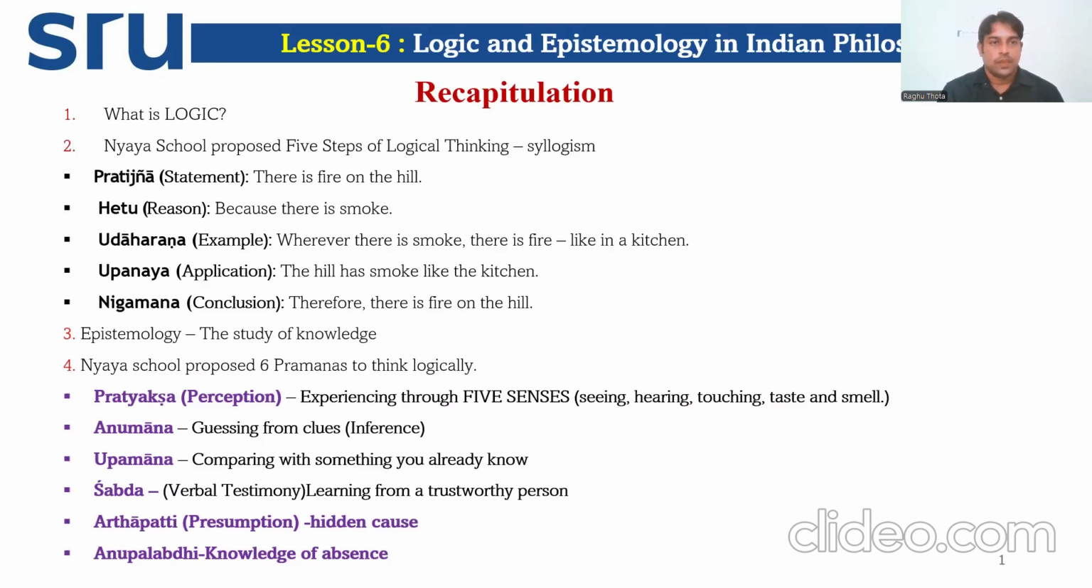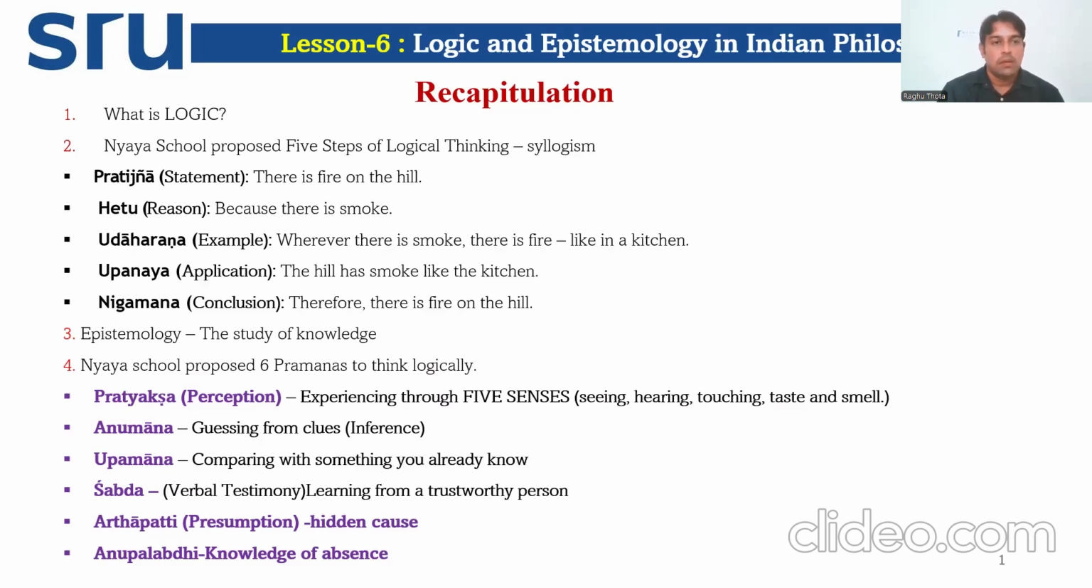What is logic? The ability to think carefully to come to the right conclusion is called logic. According to Indian ancient philosophy, one has to develop logical thinking to be successful in one's own life. That's why the Nyaya school, one of the ancient classical schools, has proposed logical thinking. And the Nyaya school has proposed 5 steps of logical thinking, which we call syllogism.